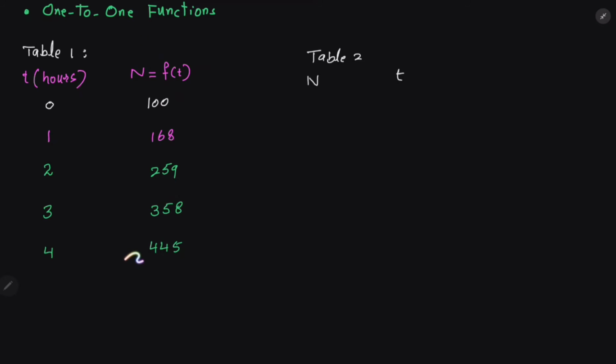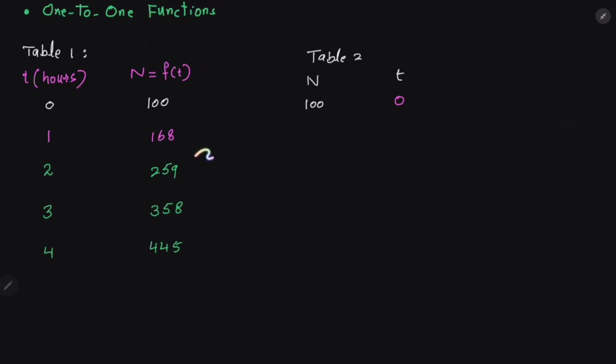Now, if you want to change a perspective like this, you say that if there are 100 bacteria, what was the time at that population? Since this was an initial time, so we can say that we had 0. Time was 0. There were 100 bacteria. When time was 0, there were 100 bacteria.